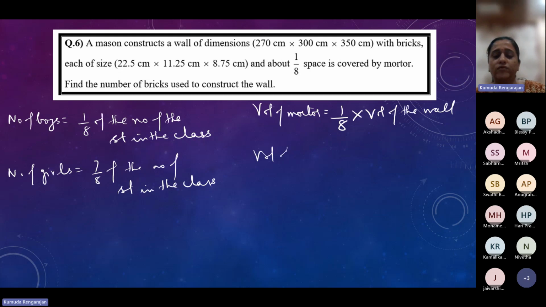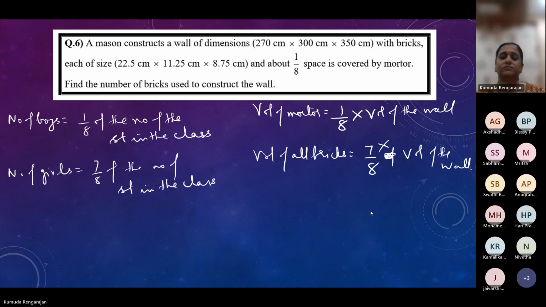And volume of all the bricks is equal to 1 minus 1 by 8, 7 by 8 of the volume of the wall. So of means into volume of the wall. So this is the equation we will go ahead with. Volume of all the bricks is equal to 7 by 8 into volume of the wall. And how do you find volume of all the bricks? It is n into volume of one brick.